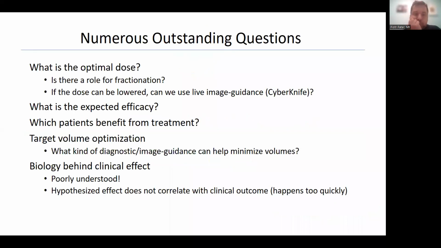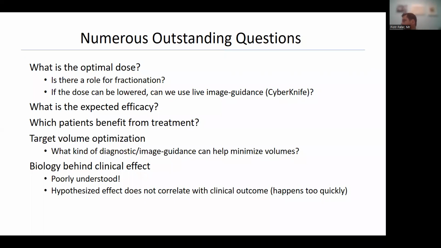Next slide, please. So there are many questions. As you saw, especially in the part that Ian presented, we don't know what is the optimal dose. Can we give one treatment or several treatments? What's the ultimate expected efficacy? Which are the patients that would benefit most from treatment? How can we minimize the volumes treated to minimize side effects, but still have a good effect? And biology is not understood.